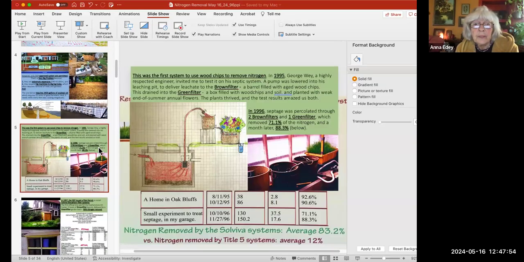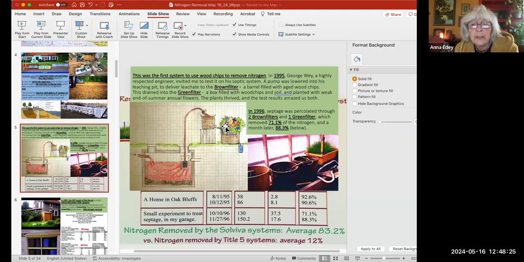So this was the first system to use wood chips to remove nitrogen. Back in 1995, George Way, a highly respected engineer, invited me to test it on his septic system. A well-screened pump was lowered into the leaching pit to deliver leachate to the brown filter. That's the brown filter, a barrel filled with aged wood chips.